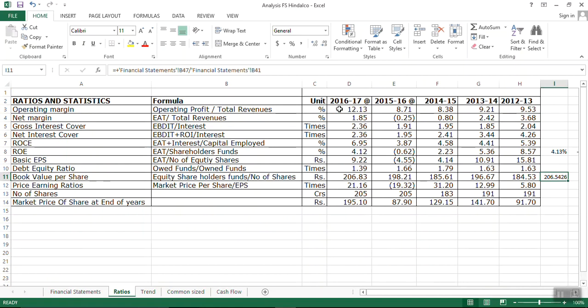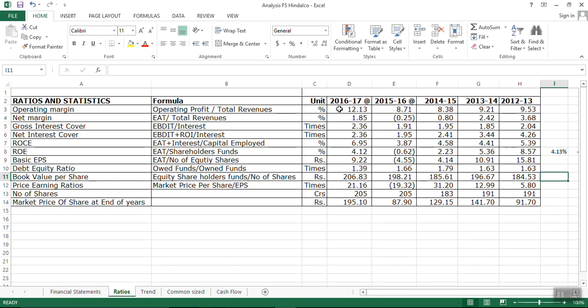Now similarly they have got the figures for the next 4 years. So what does this represent? Even though my face value of share might be 1 rupee or around 1 rupee, my book value of share is 207 rupees. Means if I sell off my company at book value, I will get 207 rupees per share. Now it is far more important to see what the market value of the share is. I have done an analysis and found the market value of the share to be 195 rupees in 2016-17.